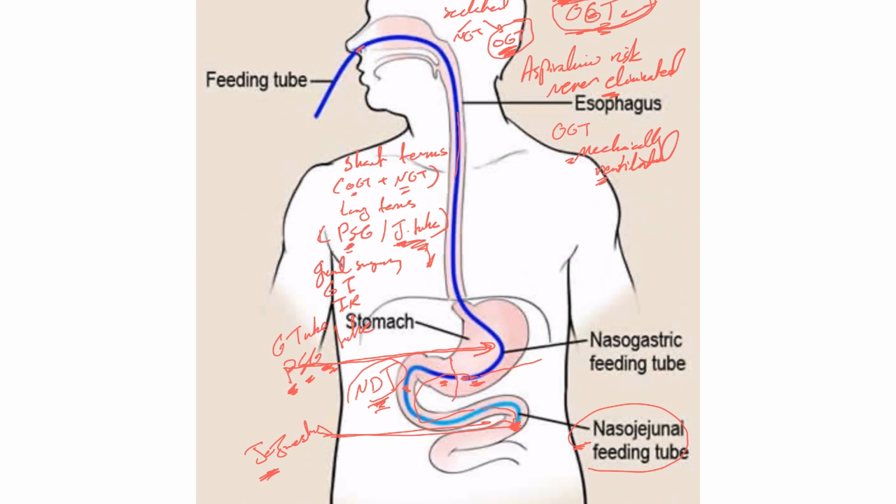So remember, NG, OG, they are short term. Don't use them more than 2 weeks, because of the problems that come with them, especially here at the nose, you may cause necrosis, some necrosis to the skin, or gangrene or wounds. I've seen this happen, especially the longer we keep it there.